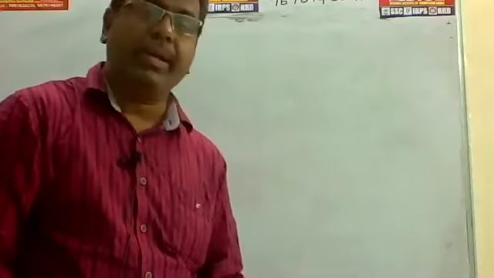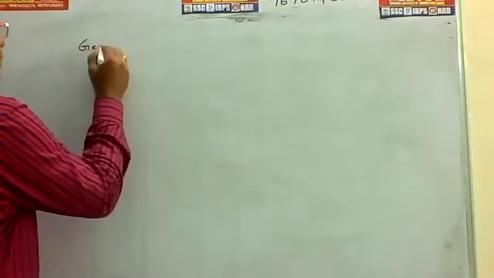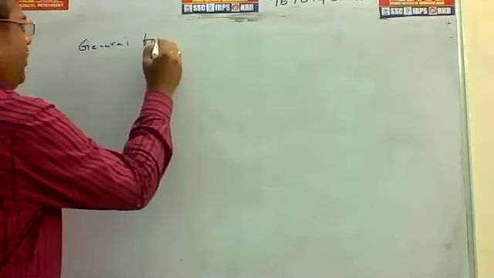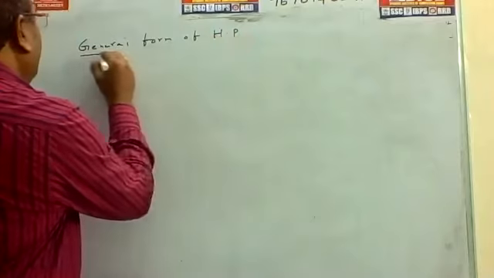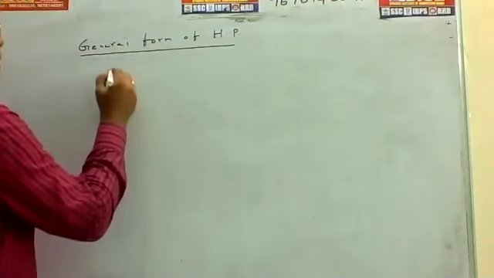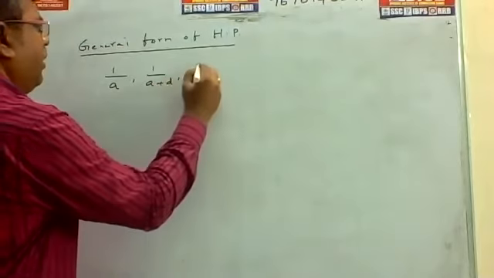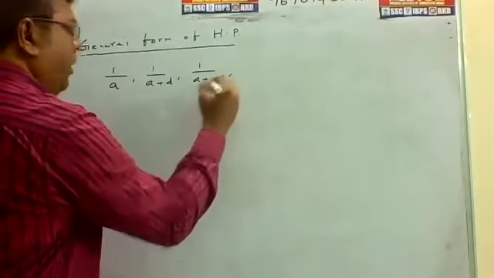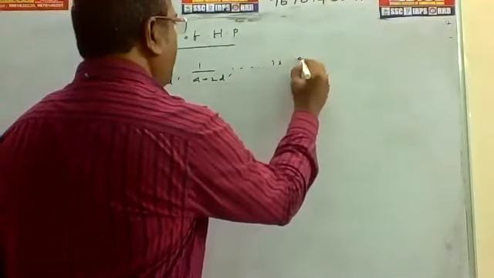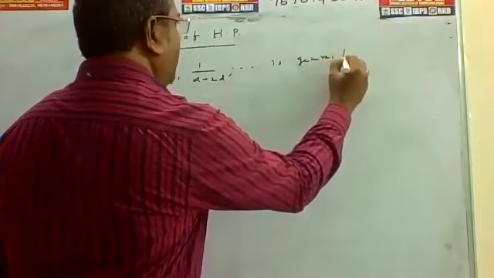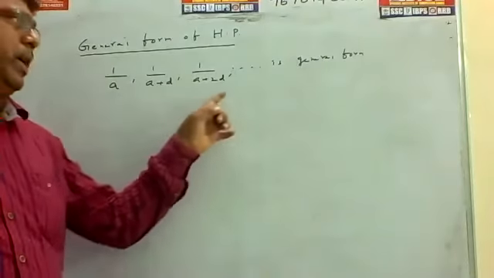For this, the general form is, write down, general form of harmonic progression: 1 by A, 1 by A plus D, 1 by A plus 2D, and so on is the general form.